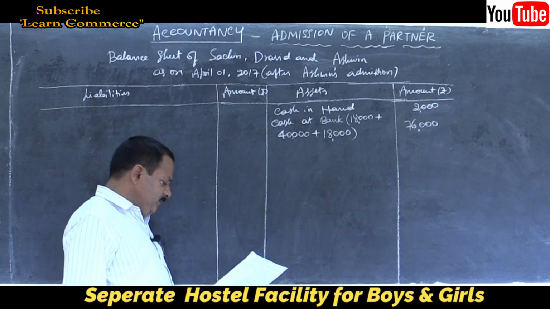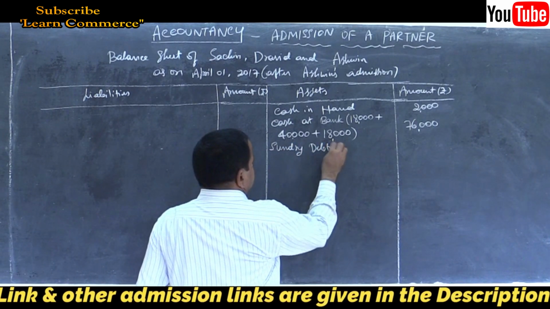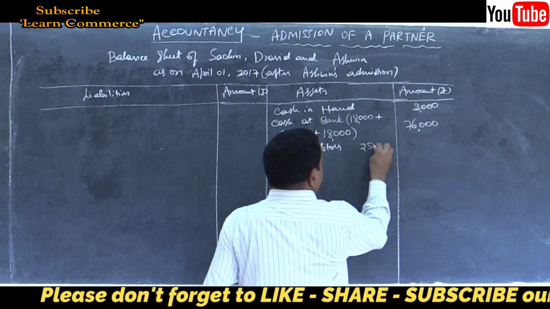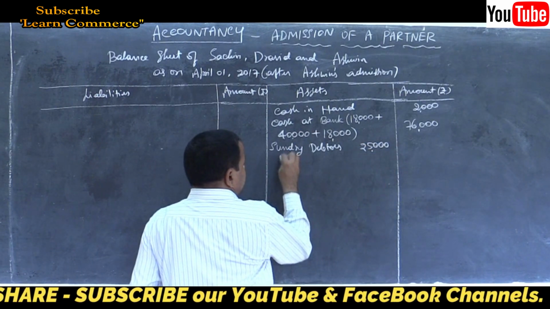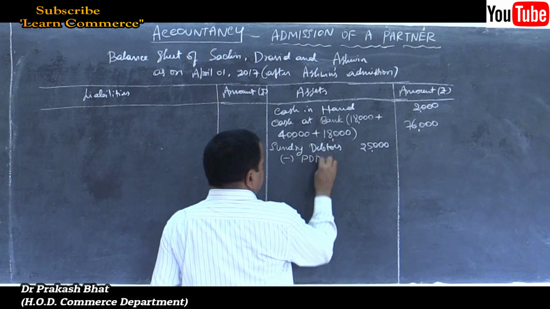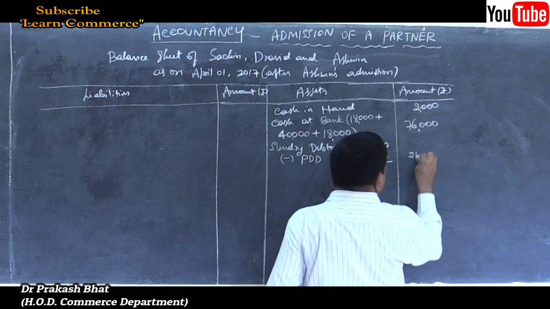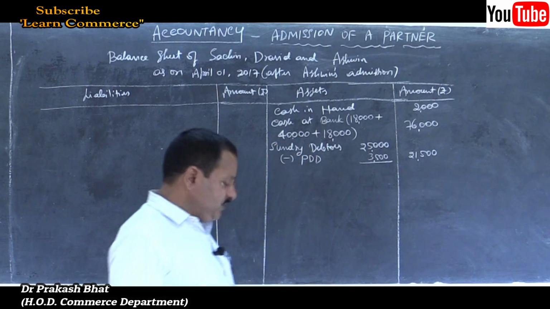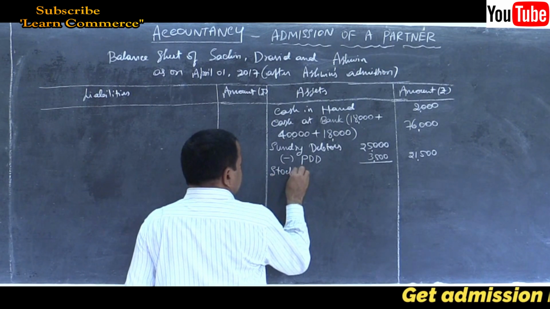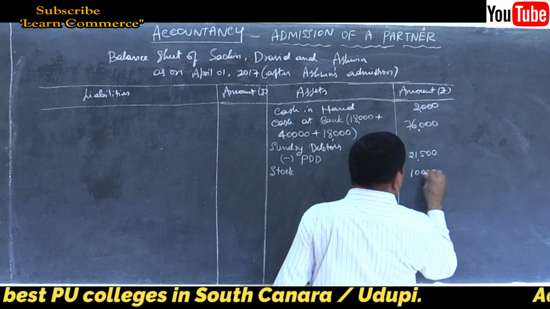Then the next asset will be sundry debtors. There is a change. Sundry debtors, gross debtors in March were 25,000, and PDD increased to 3,500. Minus PDD, here the total PDD should be deducted, 3,500. So 21,500. Then next will be stock. Is there any change? No. Write it as it is, 10,000. There is no change in stock.